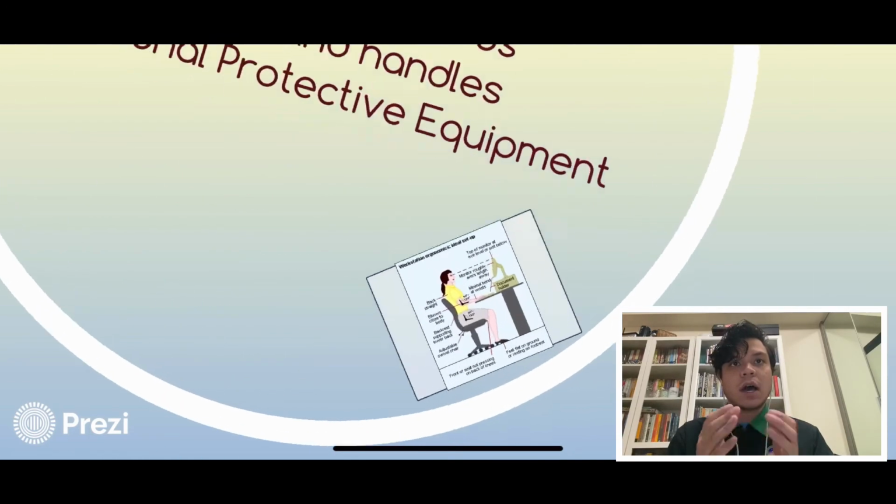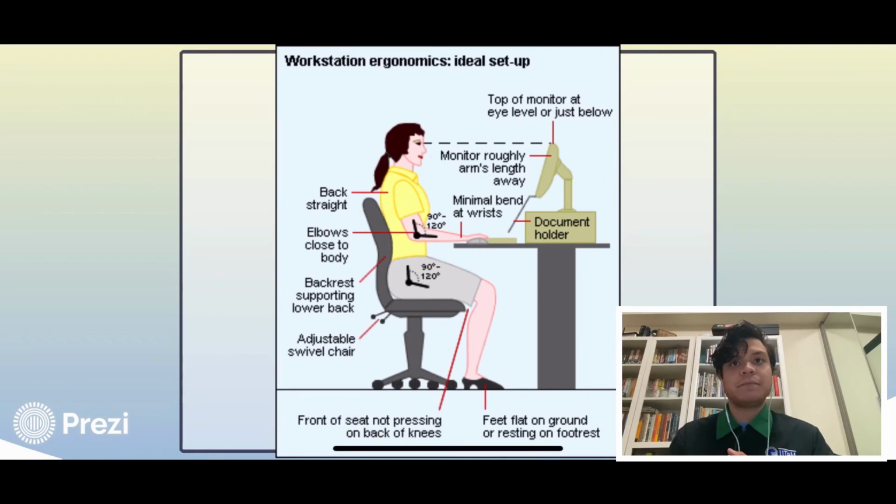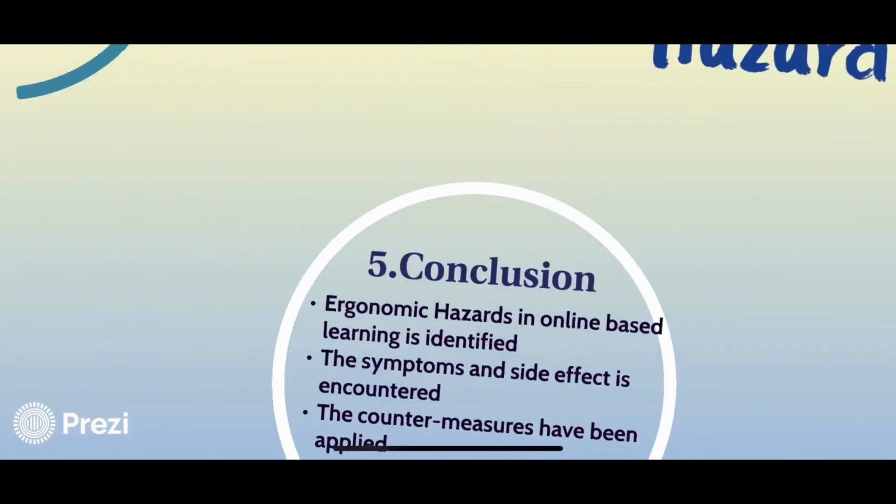And next is how your workstation ergonomics, your ideal setup, should be. Okay, first the top of the monitor is at eye level or just below, roughly an arm's length away. And minimum bend at the wrist, so you won't hurt your wrist. Back straight, elbows close to your body, backrest supporting your lower back. Adjustable swivel chair, front of the seat not pressing the back of the knees, and feet flat on the ground or resting on a footrest. So your legs and your entire body will feel calm and won't drain much of your energy.